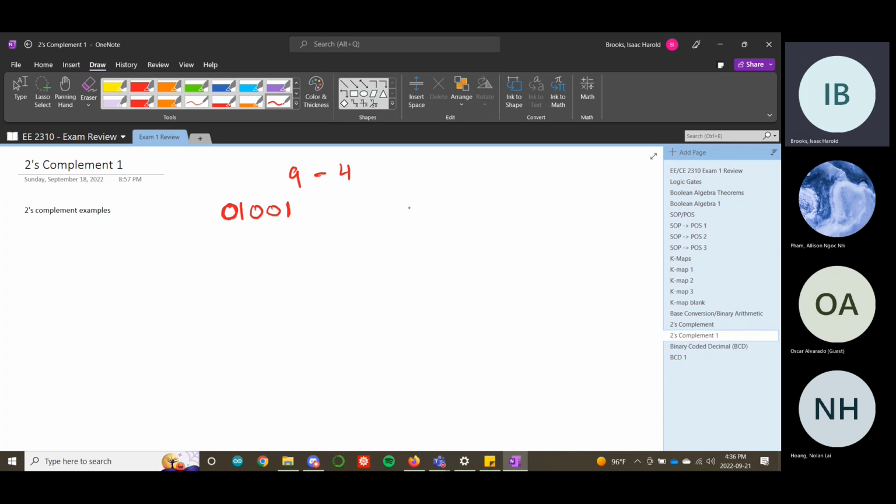Okay, 4. This is 9. 4 in normal binary is 1, 0, 0. We're working with 5 bits, so I would recommend you do this. So this is a +4, the +9. We need this 4 to be a -4. That's where we switch all of the zeros to ones and ones to zeros. So 1, 1, 0, 1, 1, and we add 1. That's how we go from positive to negative.